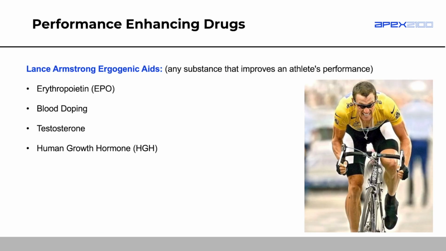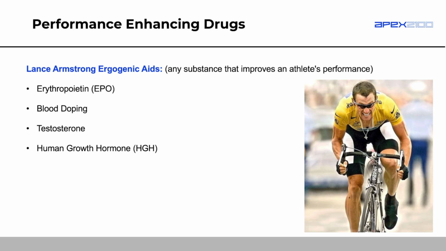So Lance Armstrong, the ergogenic aids that he took. An ergogenic aid is just any substance that improves an athlete's performance. So he did erythropoietin. We're going to talk about that in a moment. EPO for short. He did blood doping. We already know a bit about blood doping, where you take your blood out, you freeze it, and then you put it back in to boost up the blood volume you have and the red blood cells you have. He did testosterone, and he got caught for human growth hormone as well, HGH.